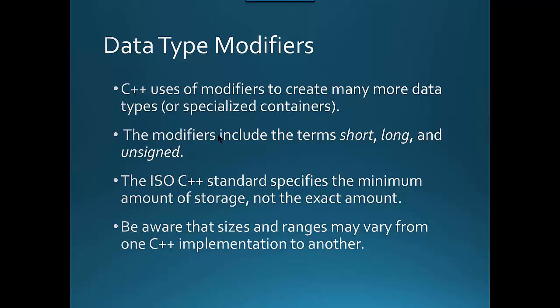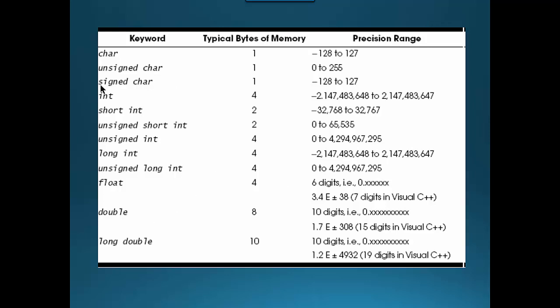There are also other modifiers in C++. You have short, long, and unsigned. And when you combine all these together, you get all these different types that we can store in C++. A regular char would be minus 128 to 127. An unsigned char would be 0 to 255. A signed char is minus 128 to 127. So that's kind of interesting. Why is a char representing a number? Well, even though a char represents a character, it's actually stored numerically in memory. So we have numeric values for the char.